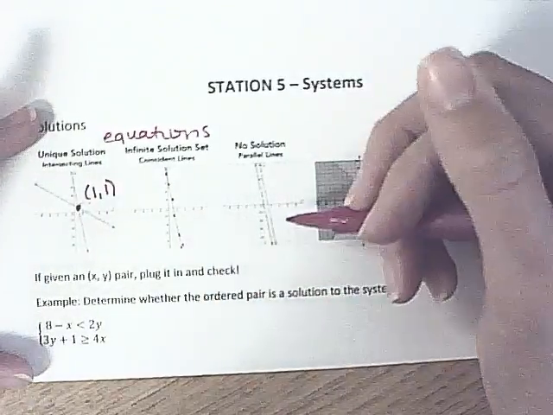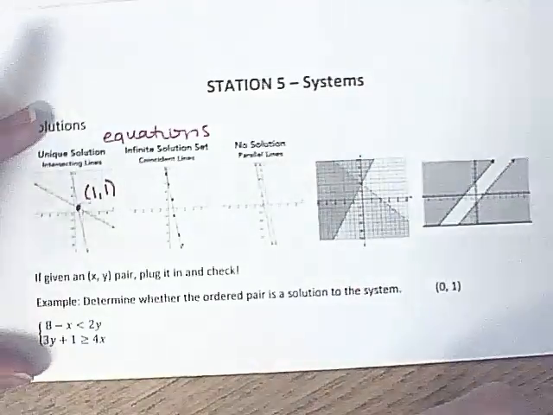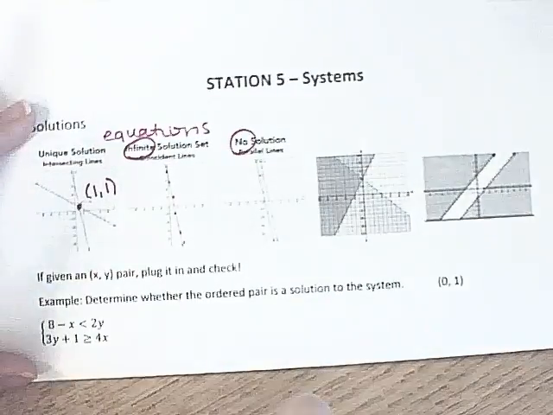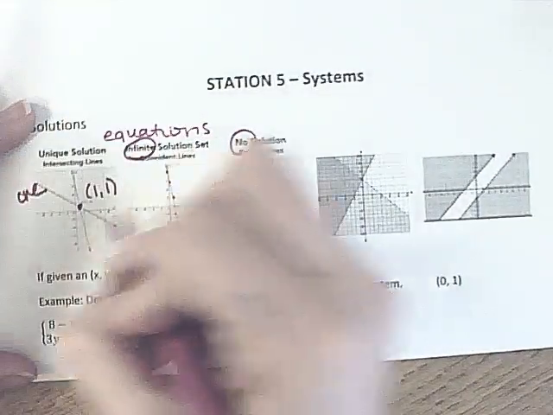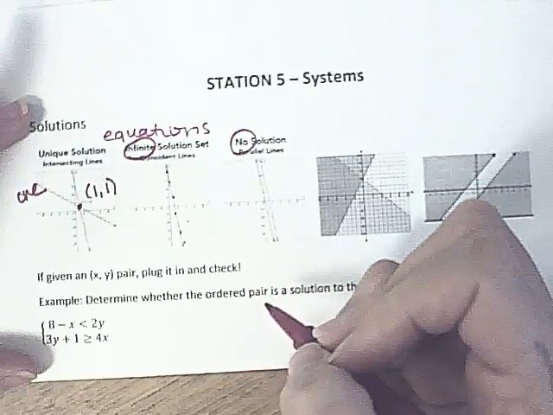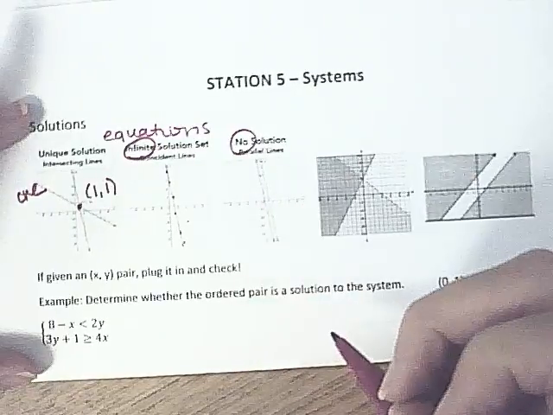If I have two lines that are parallel, that means they will never, ever cross. So there is no solution. So we called this one solution, infinitely many, and none. Those were the three possibilities for systems of equations problems.